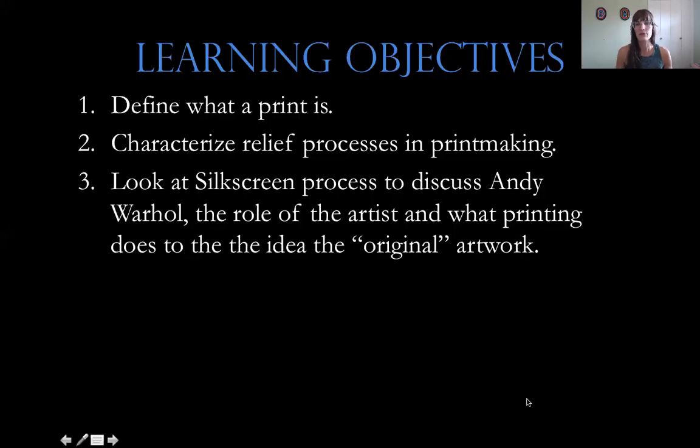Here are some of the learning objectives for this lecture. First, we'll define what a print is, and then characterize the relief process in printmaking. And then we'll look specifically at silkscreen as a process of printmaking to discuss Andy Warhol himself as an artist, the role of the artist, and what printing does to the idea of a quote-unquote original artwork.